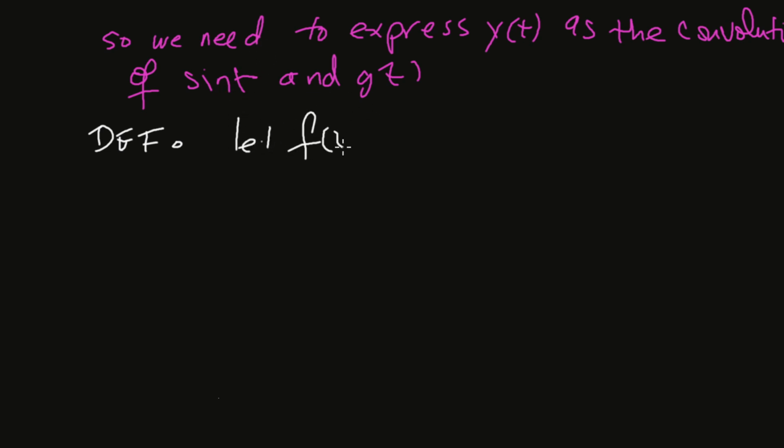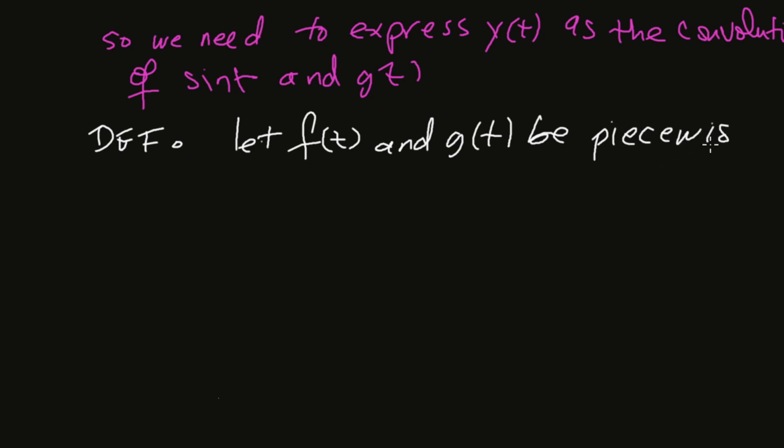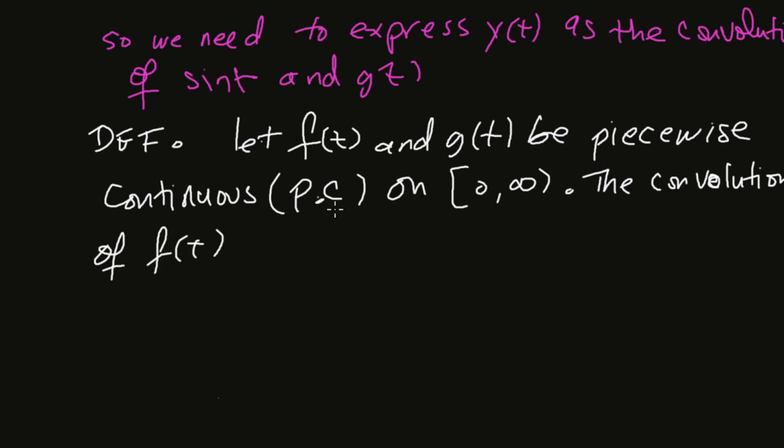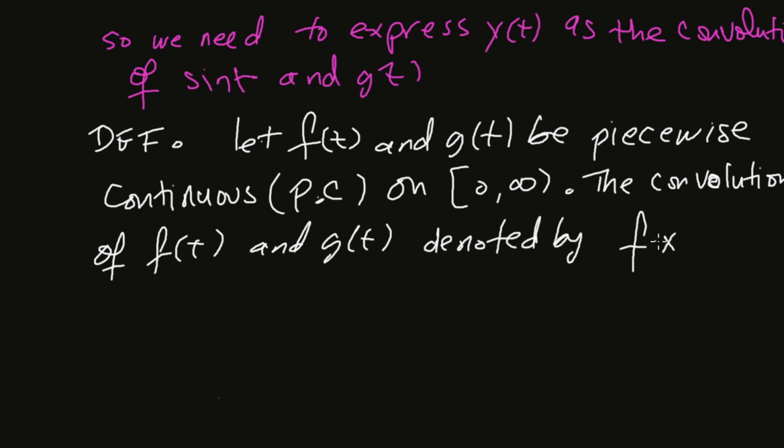So if you have a function f of t and g of t be piecewise continuous, and I'll just abbreviate it later this way, on this positive interval, then we define the convolution of f of t and g of t, denoted by this notation, is going to be this way.